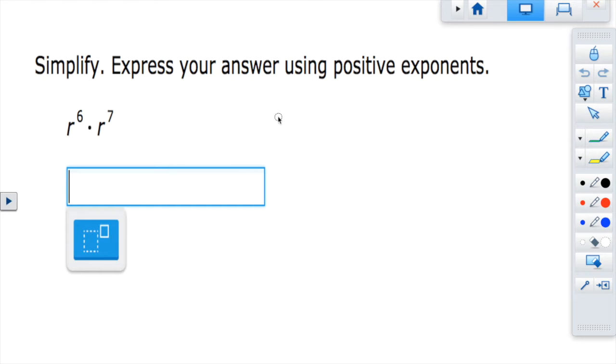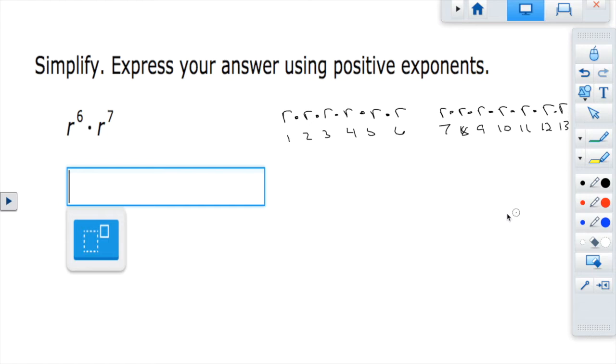If I expanded this, r to the sixth would be r times r times r times r times r times r. R to the seventh would be r times r times r times r times r times r times r. You get the point. So now when I expand this, how many do I have? I have 1, 2, ... 12, 13. Well, do I really want to write this out every time I do a problem?